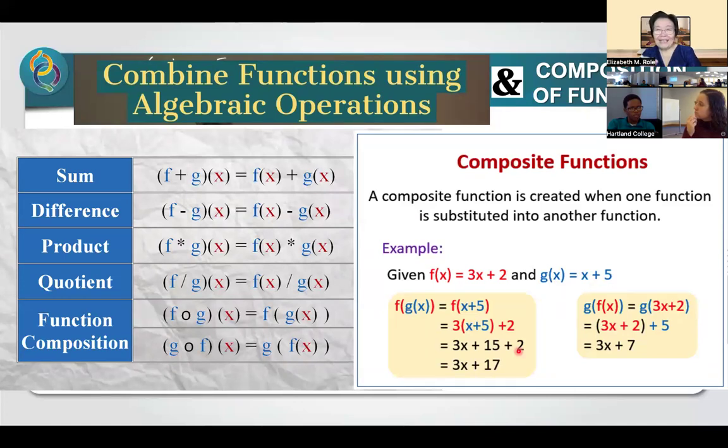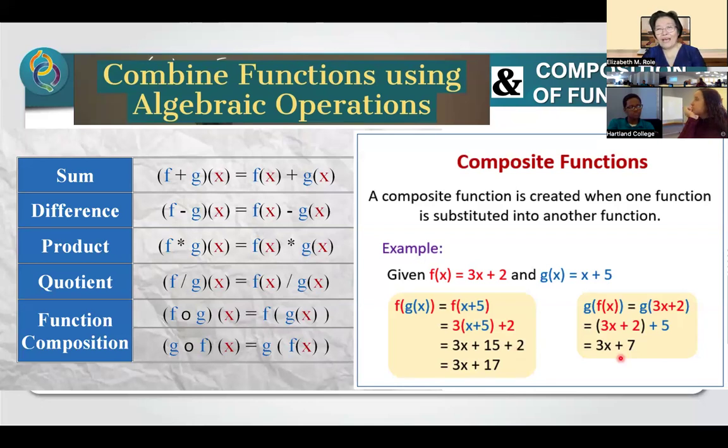Okay. So that's it. Now when I say g of f of x, you go to your g of x, and instead of x in your g of x, you substitute the function 3x plus 2. So this becomes g of 3x plus 2, which means that instead of x, I substitute 3x plus 2, plus 5, which gives you 3x plus 7.